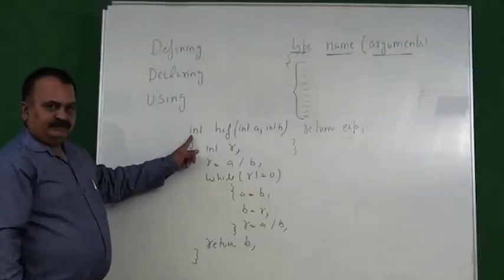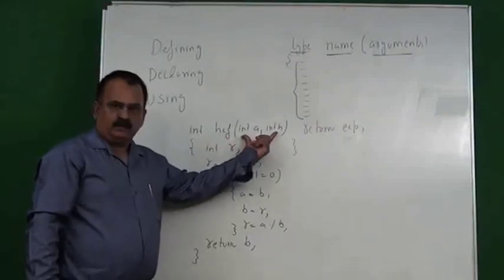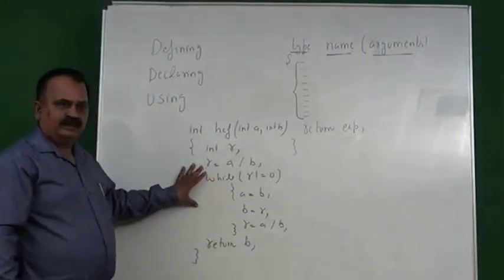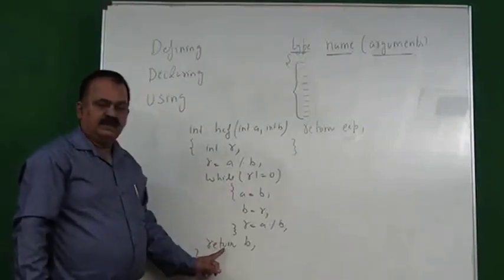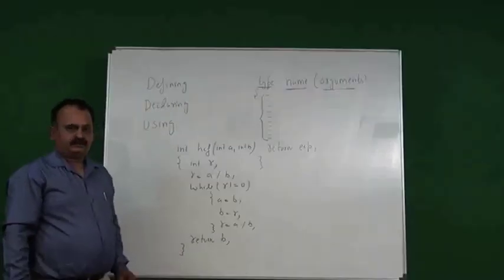Type of the result. This is name of the function. These two are formal arguments which are inputs of this function. Logic of the function, and the last step is return, that is result of this function.